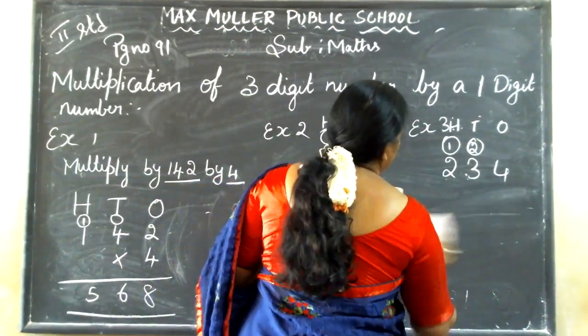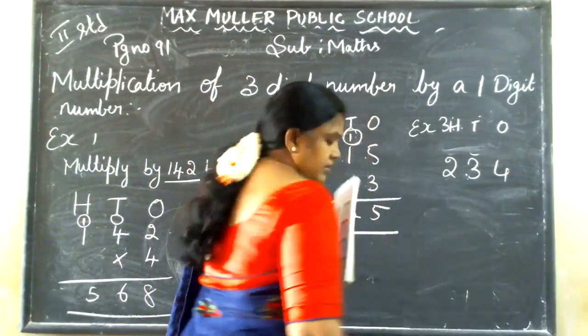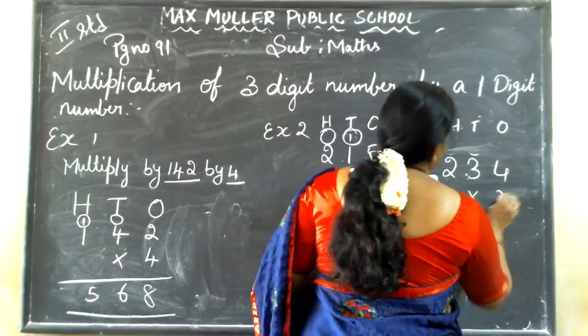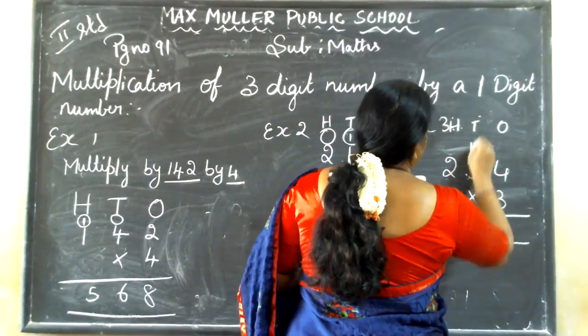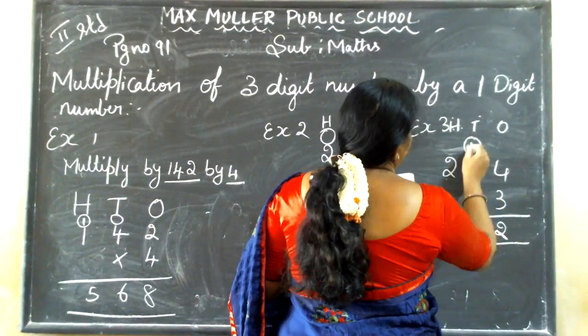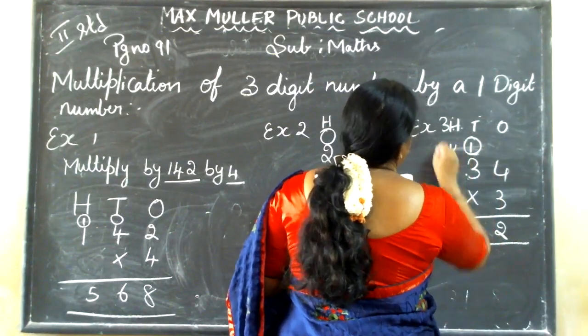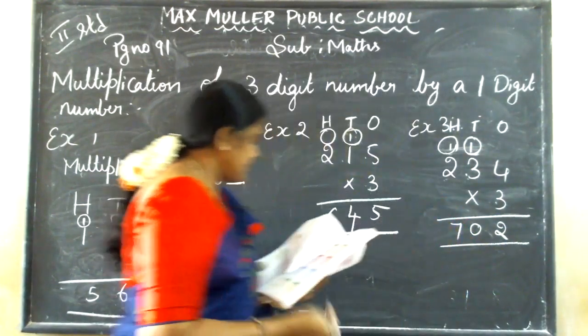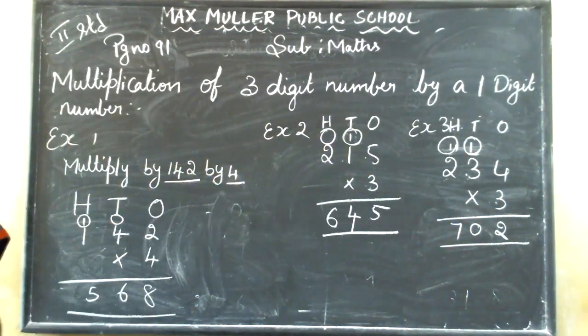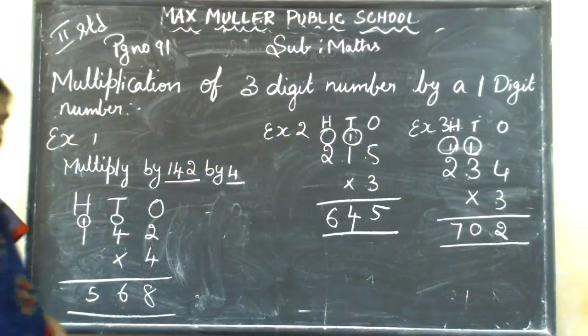So if we multiply by 3, you will get here 3 you want to write. 3 4s are 12. 1. 3 3s are 9. 9 plus 1, 10. 1 you carry to the hundreds column. 3 2s are 6. 6 plus 1, 7. 702. Now we will go to page number 93.